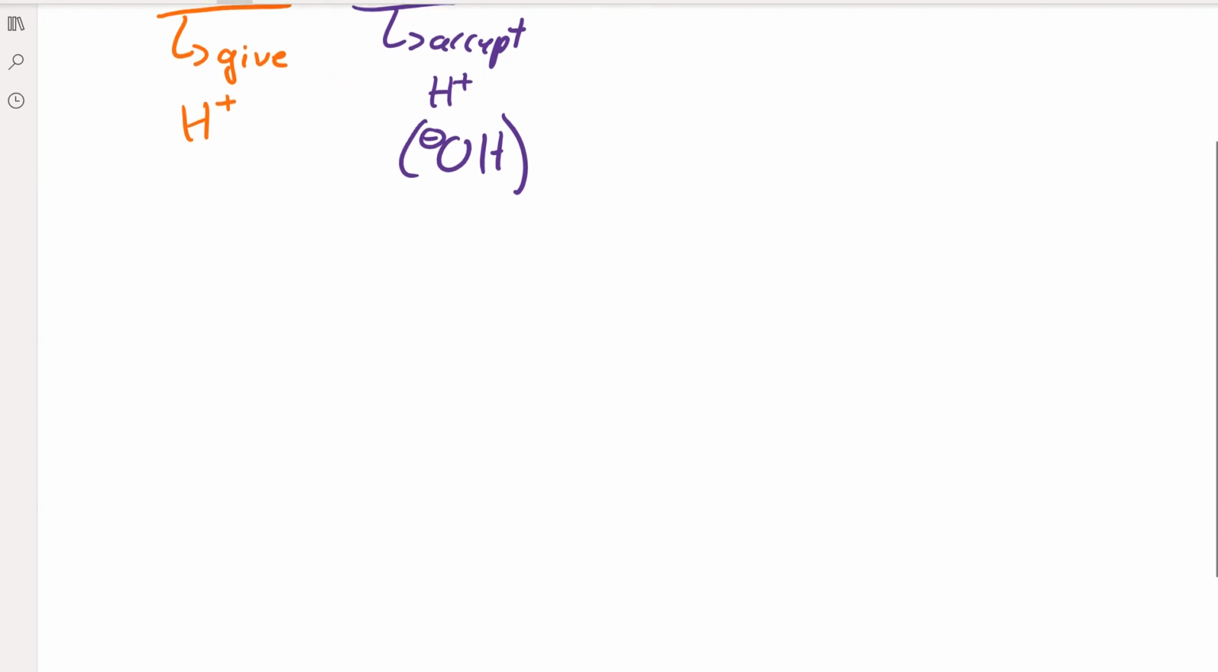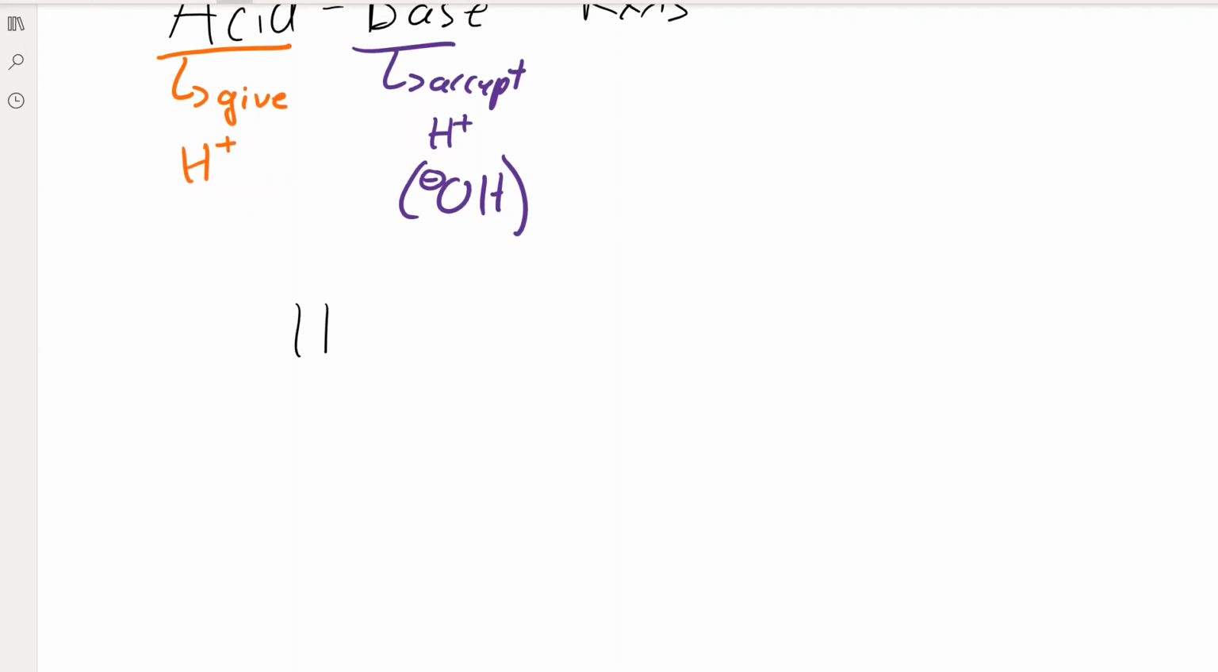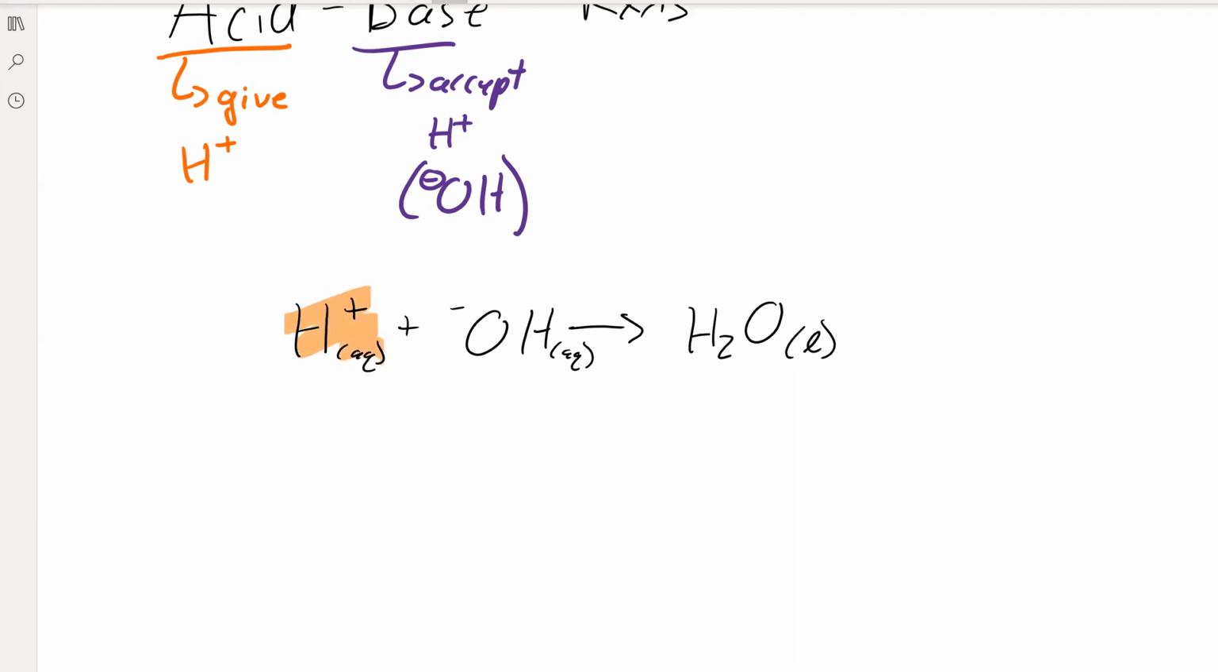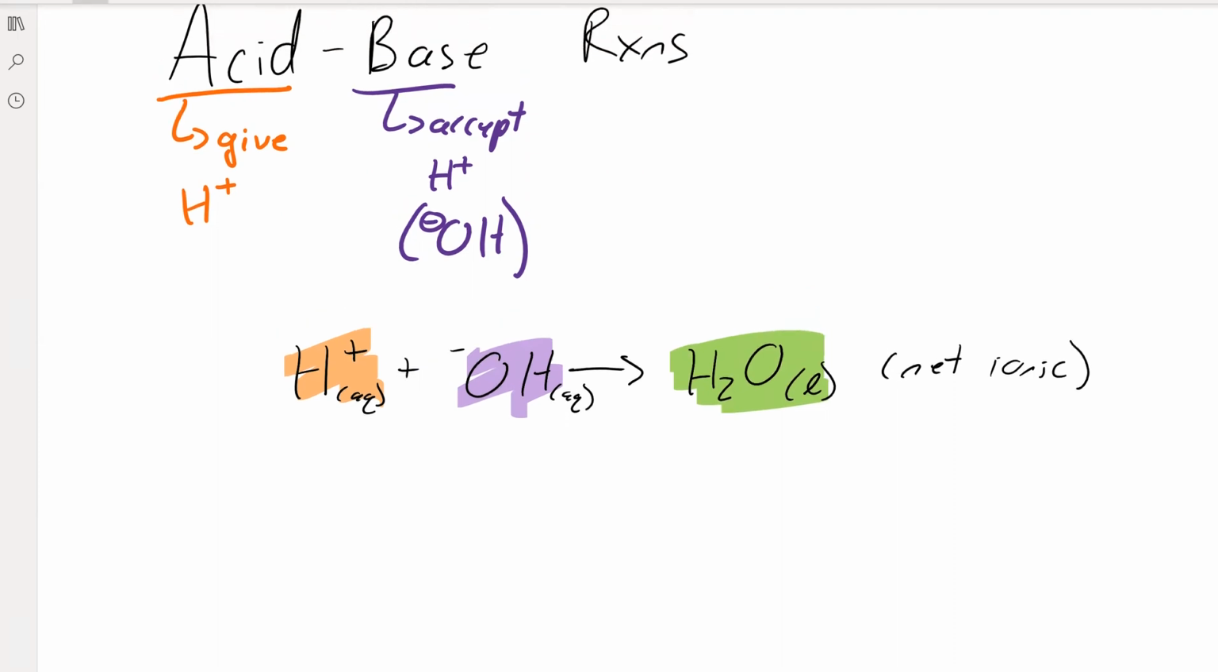So let's just take a look at an example of an acid-base reaction. The net ionic equation of all the acid-base reactions that we're going to look at is basically just H plus plus OH minus to form water as a liquid. So that would be our net ionic equation. Again, this H plus is your acid, the hydroxide is your base, and then we're going to get water as a product. And so in general, for this class, we're just going to look at neutralization reactions, which are acid-base reactions where they neutralize one another.